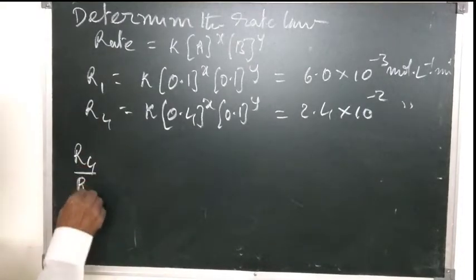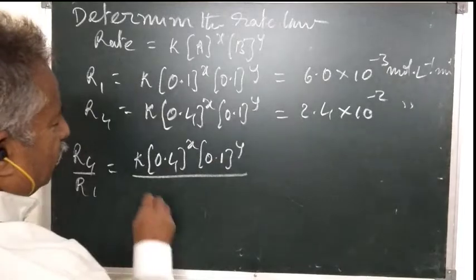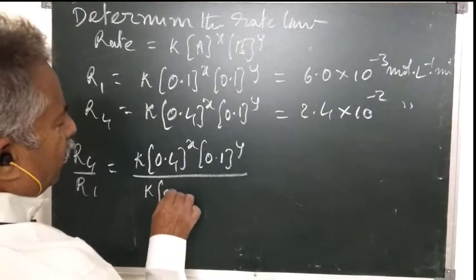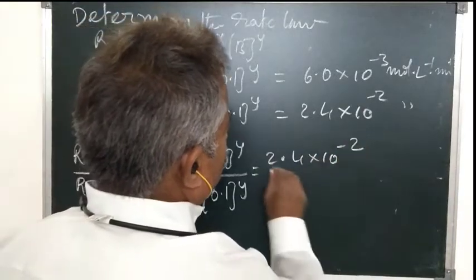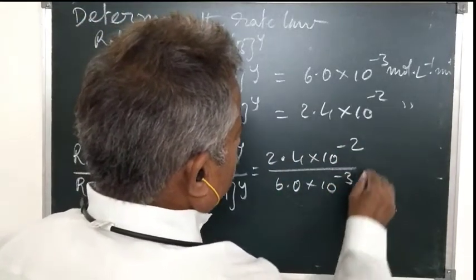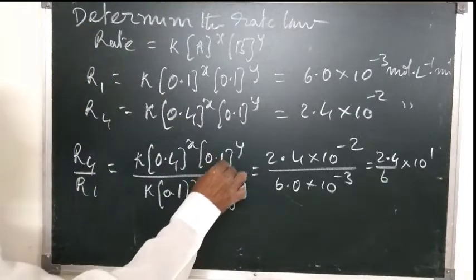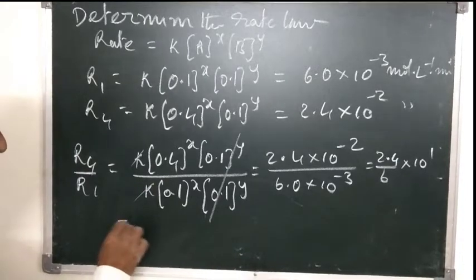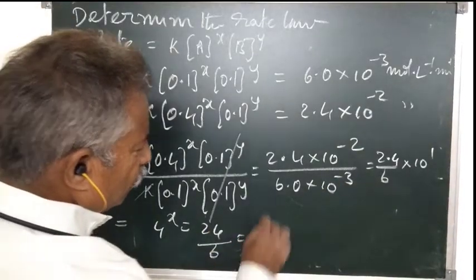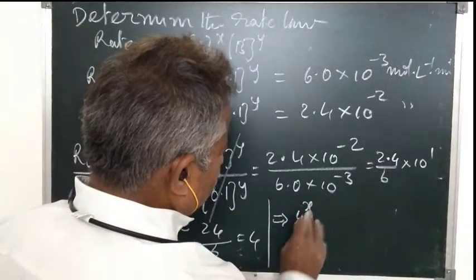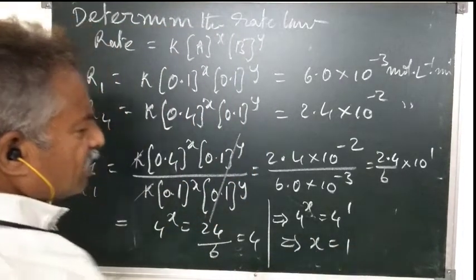Now R4 by R1 equals k into 0.4 to the power x into 0.1 to the power y by k into 0.1 to the power x into 0.1 to the power y, which is equal to 2.4 into 10 to the power minus 2 by 6.0 into 10 to the power minus 3. This is nothing but 2.4 by 6 into 10 to the power 1. Now here the bases are the same for y, so they cancel. 0.4 by 0.1 is nothing but 4 to the power x, equal to 24 by 6, which equals 4. This implies 4 to the power x is equal to 4 to the power 1. Therefore x equals 1. Thus the order of the reaction with respect to A is 1.